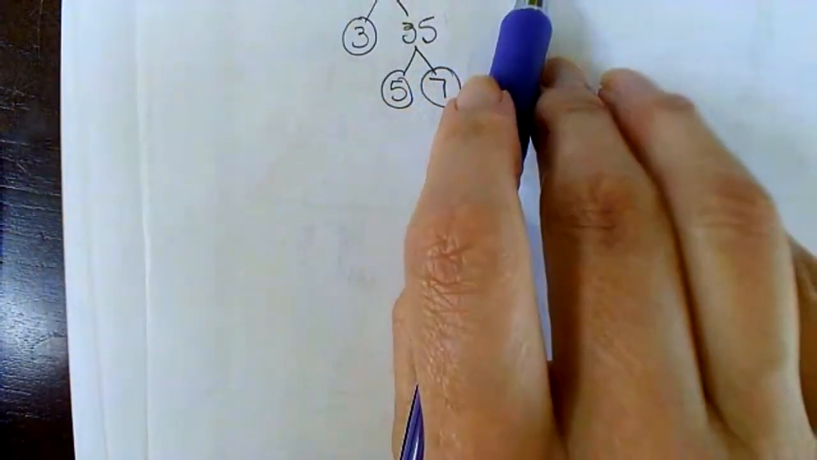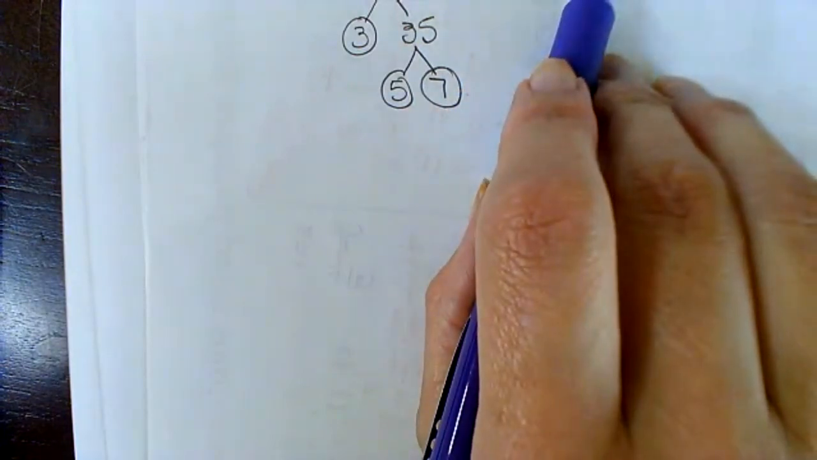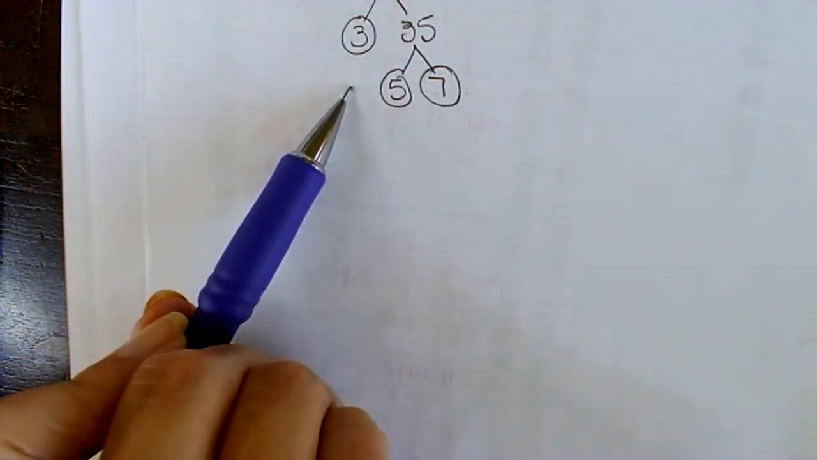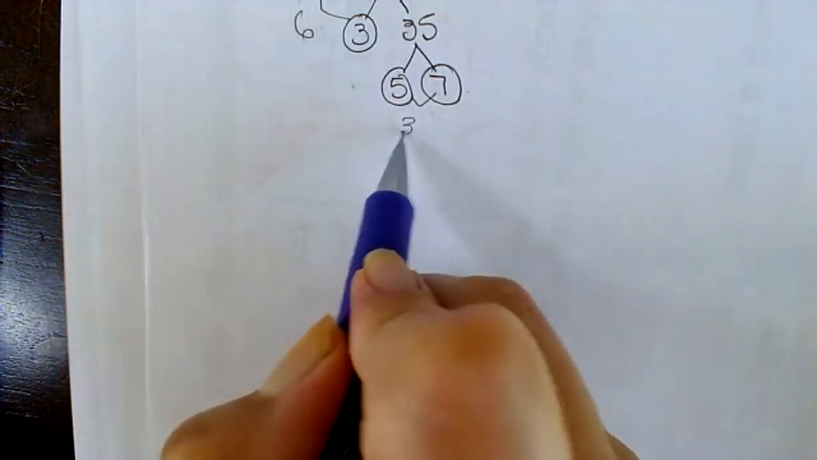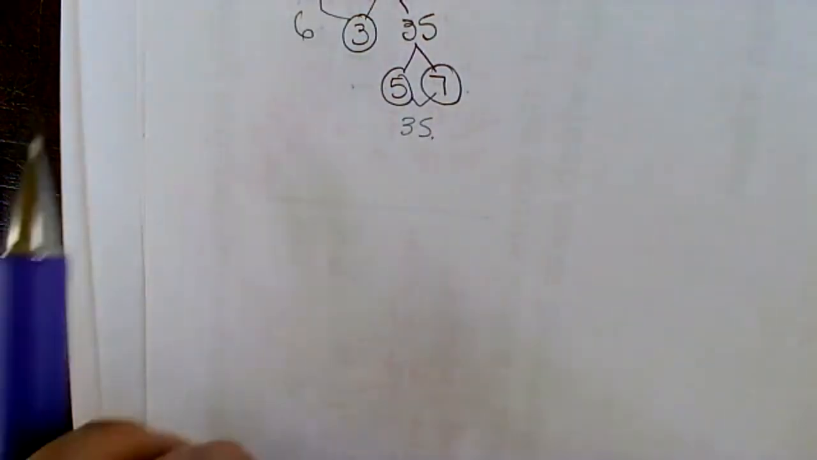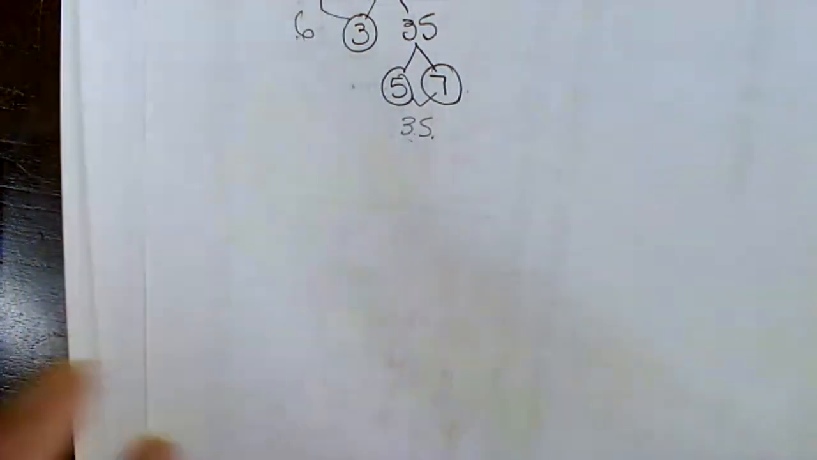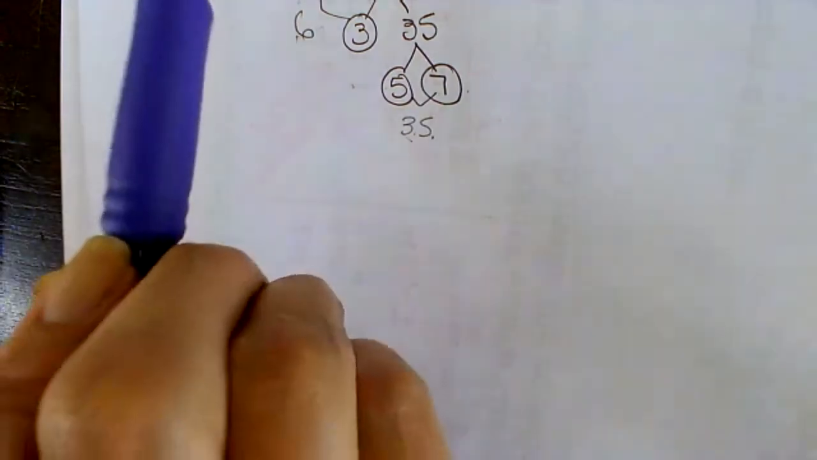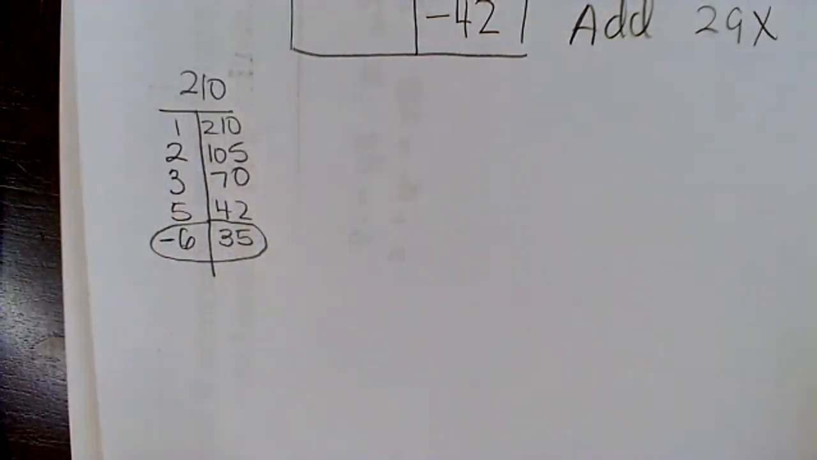6 times 5 is 30. 30 times 7 is 210. So we could play with these numbers here too. If we multiply this 2, we get 6. If I multiply this 2, I get 35. 6 times 35 will give me the 210, and if I subtract it, will give me the 29. So you could use the 3 method or do it this way. Or the calculator too.